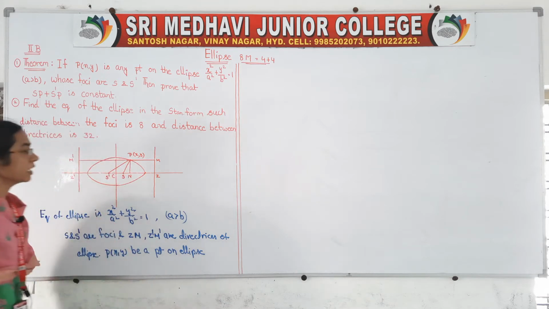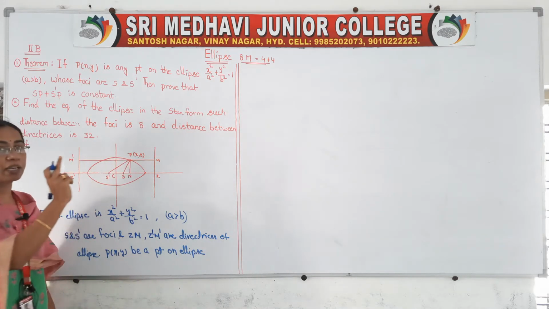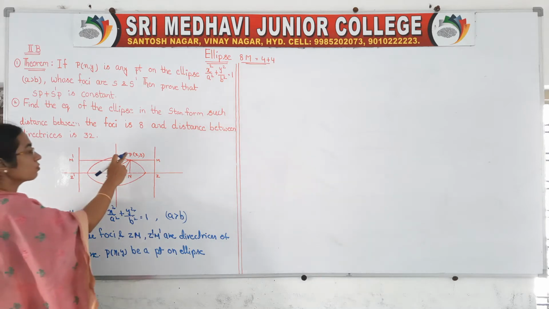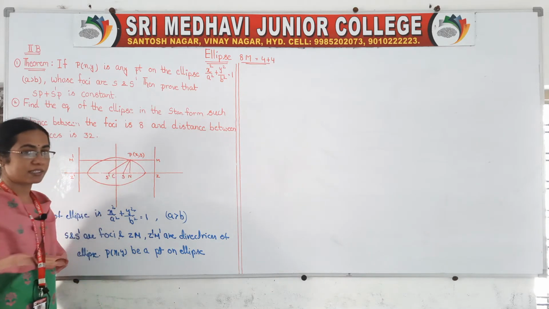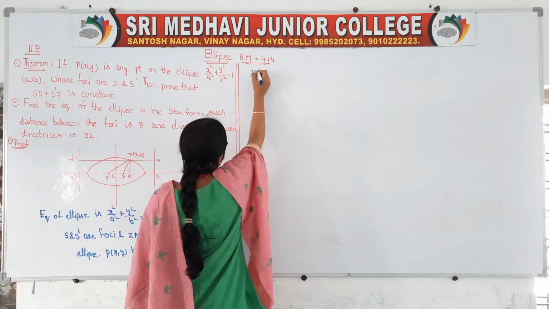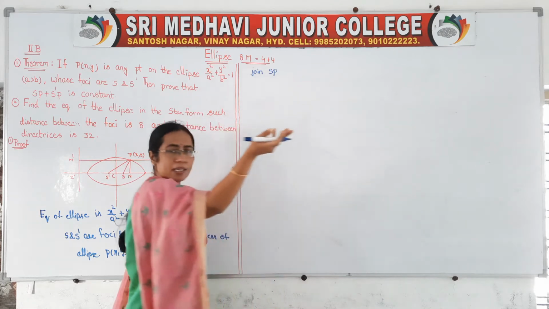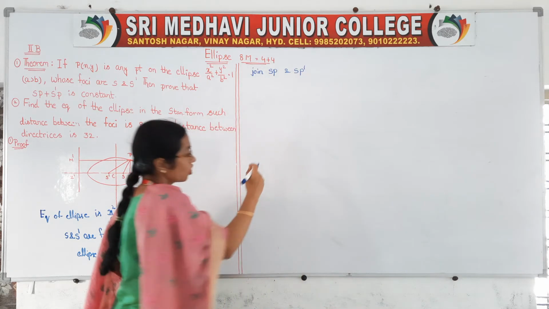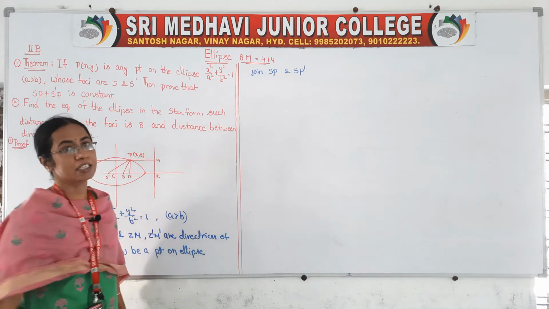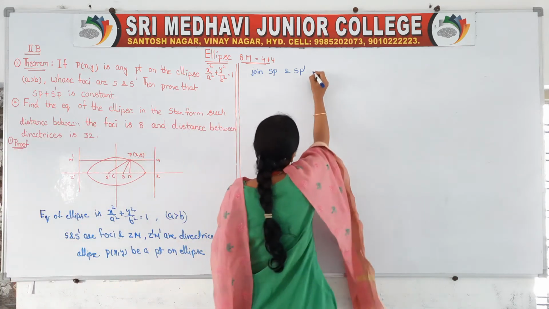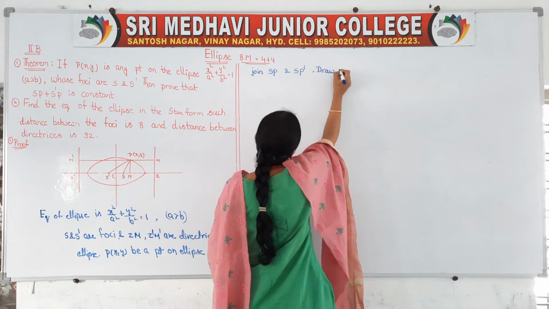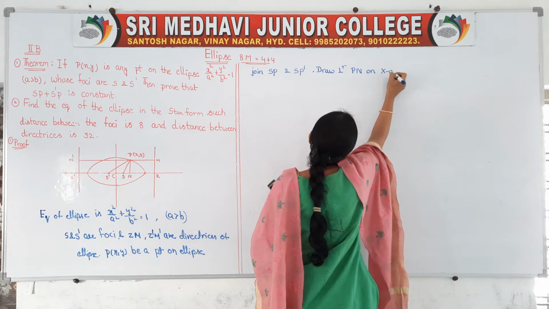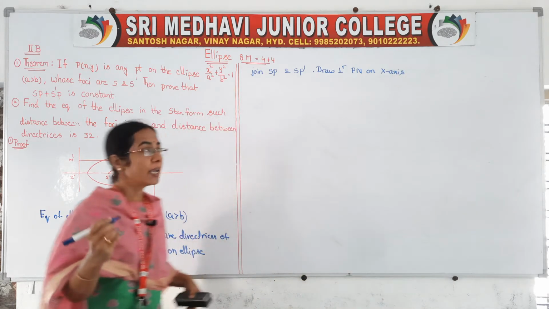Now you join PS and PS dash. Our aim is to prove that SP plus S dash P is equal to a constant. So from P, join S as well as S dash. Join SP and S dash P, that means we are joining S and P, and S dash and P. Then draw a perpendicular PN on the x axis.